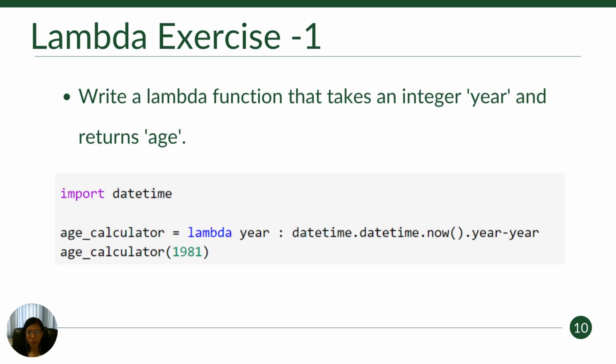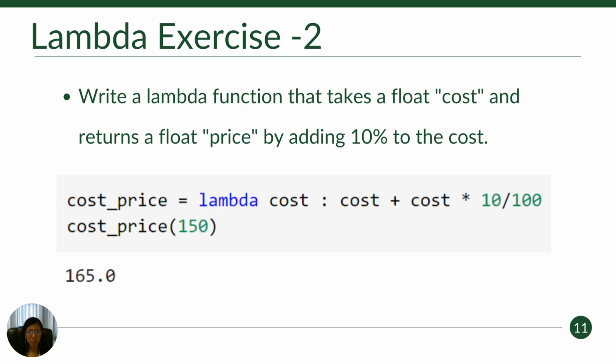Now let's do some exercises. We will write a lambda function that takes an integer year and returns the age. Here we will use a library module called datetime, so first of all you have to import the datetime module. Then we have datetime.now().year, which extracts the current year. From the current year, we subtract the given year to calculate the age value. So an age calculator given 1981 will give you 41, because today is 2022.